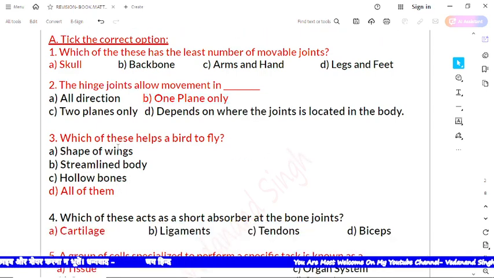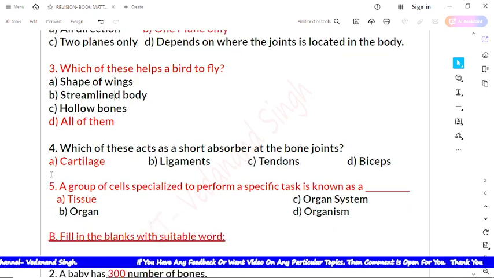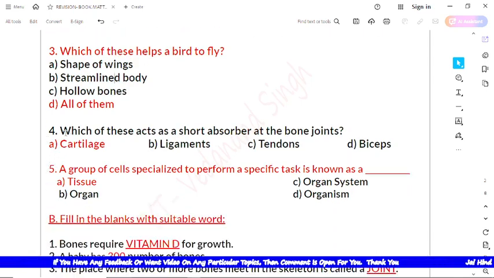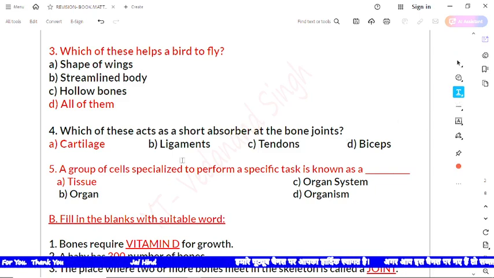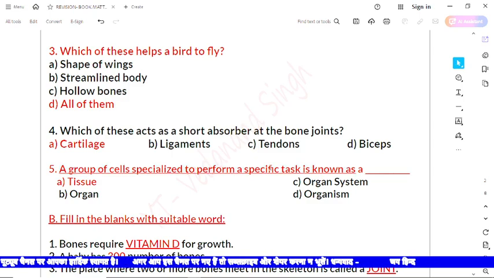Now the next: which of these helps a bird to fly? The options are the shape of wings, streamlined body, hollow bones, and all of them. The answer is D. All of them is the correct option for the question. The next: which of these acts as a shock absorber at the bone joint? The correct option for the question is cartilage. A is the correct option. The next: a group of cells specialized to perform a specific task is known as tissue. A is the correct option for this question.